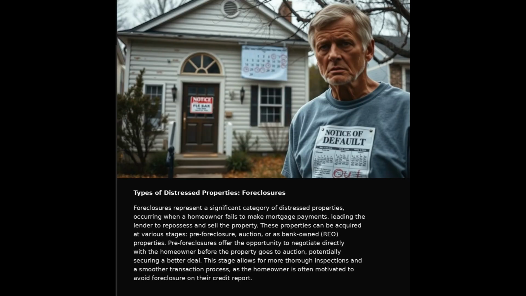Types of distressed properties. Foreclosures. Foreclosures represent a significant category of distressed properties, occurring when a homeowner fails to make mortgage payments, leading the lender to repossess and sell the property. These properties can be acquired at various stages: pre-foreclosure, auction, or as bank-owned REO properties. Pre-foreclosures offer the opportunity to negotiate directly with the homeowner before the property goes to auction, potentially securing a better deal. This stage allows for more thorough inspections and a smoother transaction process, as the homeowner is often motivated to avoid foreclosure on their credit record.